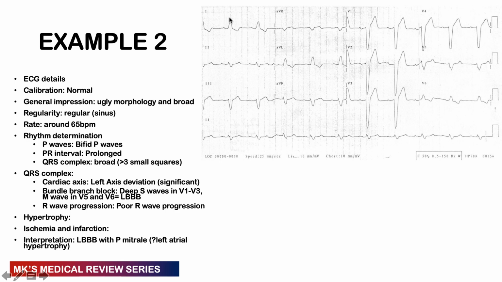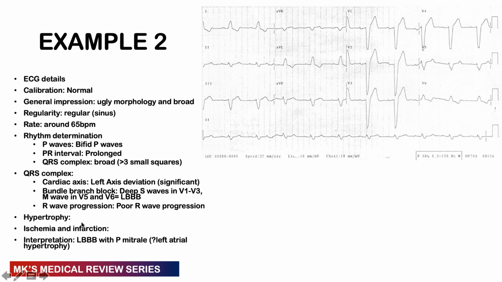Remember, in our RS wave progression, in lead 1 the QRS complex should be facing upwards. It is. In lead 2, it should be facing upwards, but it's facing downwards. In lead 3, it should be facing upwards, but it's downwards. In lead AVF, it should be facing upwards, but it's downwards. In V1 and V2, it should be predominantly negative. In V5 and V6, it should be predominantly positive. That's not the case, so you have a poor RS wave progression in this particular ECG.